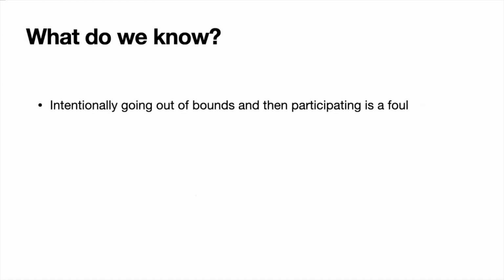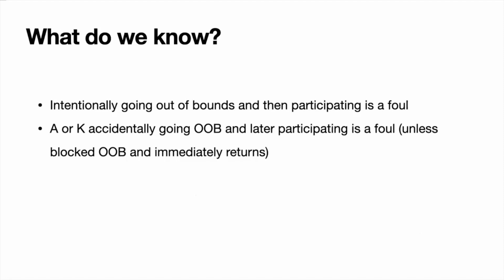What have we learned? First, if any player, A, B, K, or R, intentionally goes out of bounds and then participates, it's a foul. Second, if A or K accidentally go out of bounds and later participate, unless they're blocked out of bounds and immediately return, that's a foul for illegal participation.